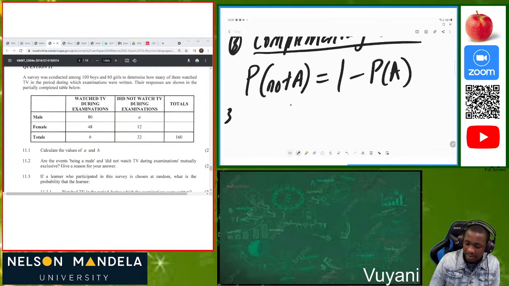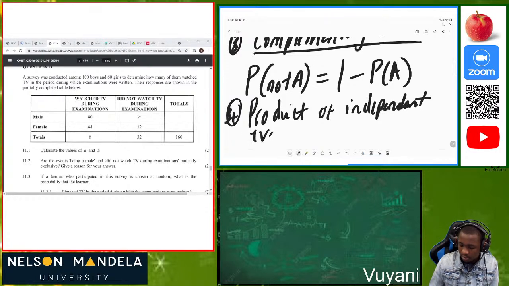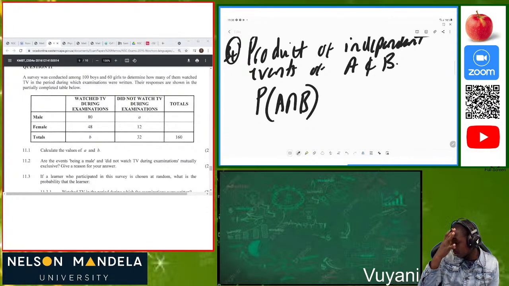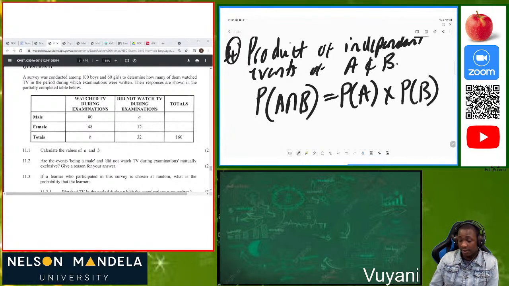Then we have number 4, the product of independent events, of A and B. So the product of independent events will be A and B. The probability of A and B is always equal to the probability of A times the probability of B. That's grade 10 and grade 11.